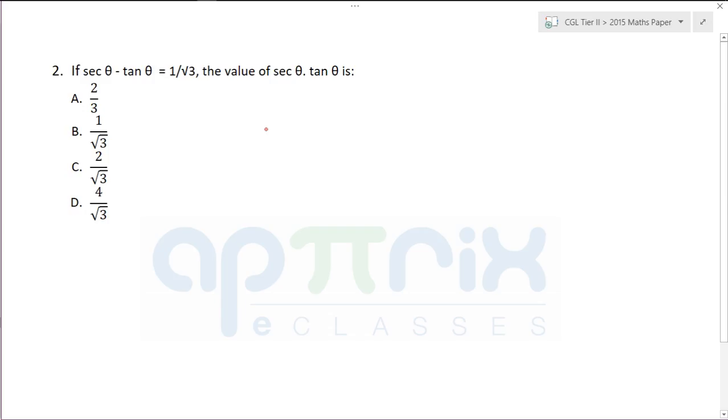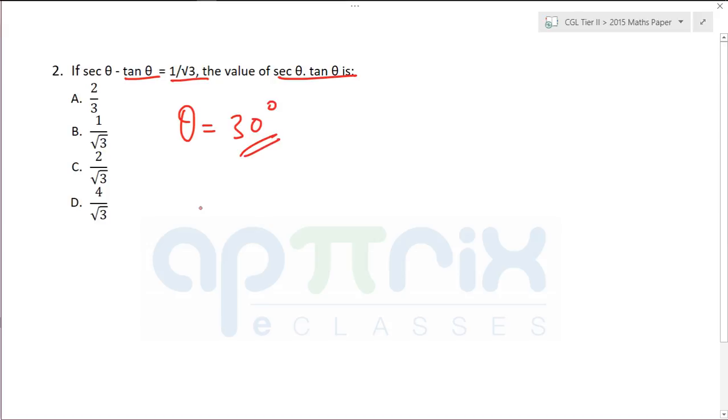Moving to the next question, number 2. Sec theta minus tan theta is equal to 1 by root 3. So sec theta into tan theta will be, right? Tell me the value of theta which is satisfying this. Are you having anything in mind which is satisfying this? Is it 30 degrees or not?